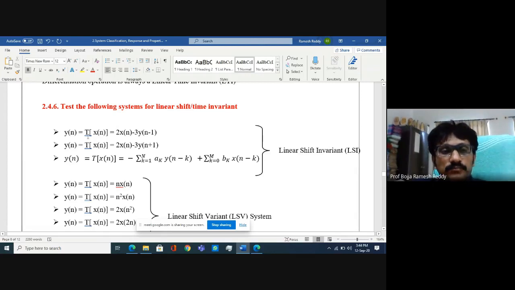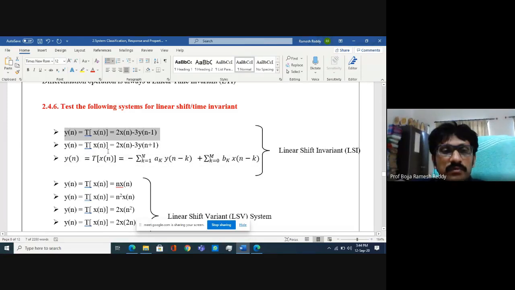See, y of n is equal to T of x of n is equal to 2x of n minus 3y of n minus 1. Here, constant coefficients, no problem. Constant coefficients, and there is no DC level shifter. That's why such types of systems are called linear shift invariant.